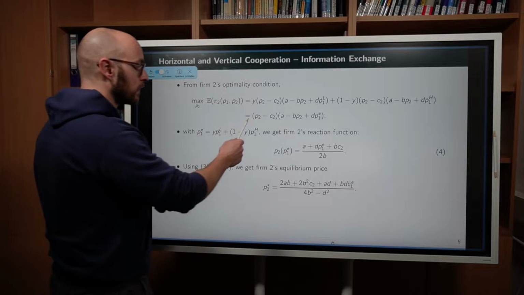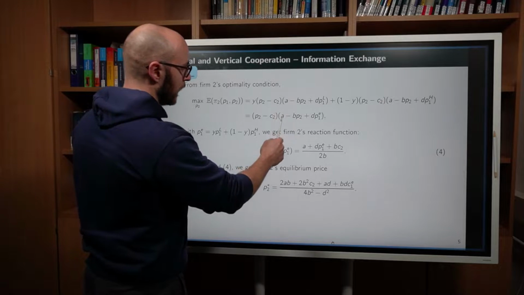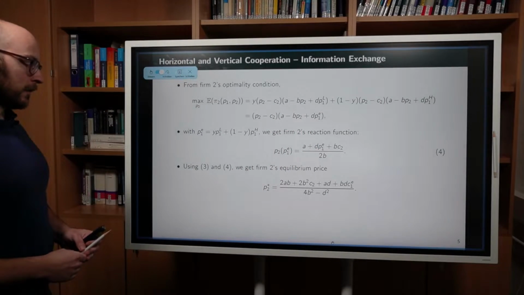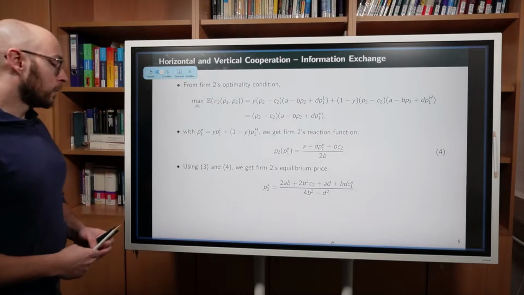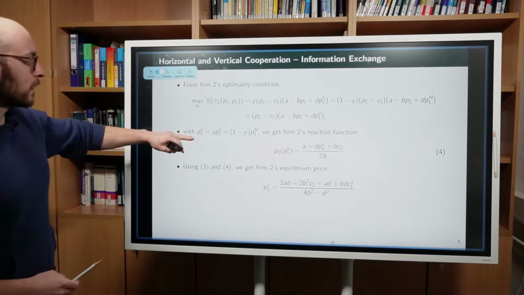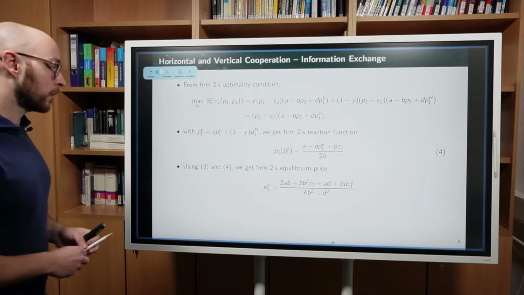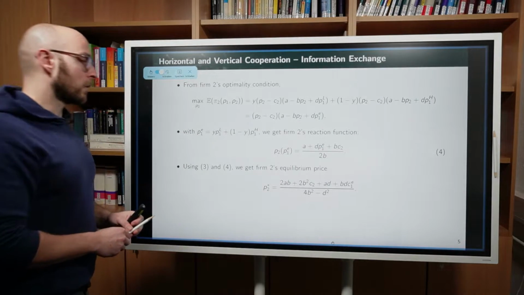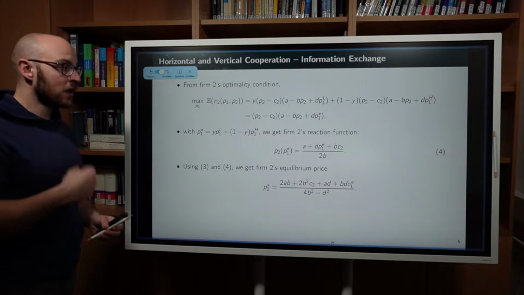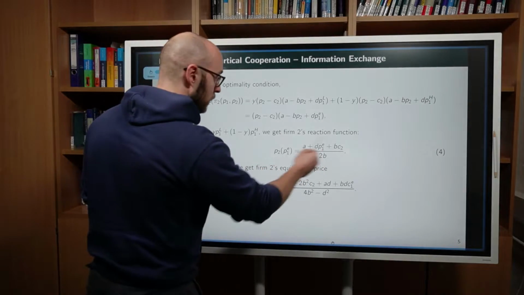So what it will be is just price minus cost, there's no uncertainty involved here, times the quantity, and the quantity is a function of the expected price. So what we do is we differentiate this function with respect to P2, and then we substitute firm 1's best response function, or expected best response function, into this first order condition. And then we get to firm 2's best response function based on what it believes firm 1 will do. And this is this function here, right?